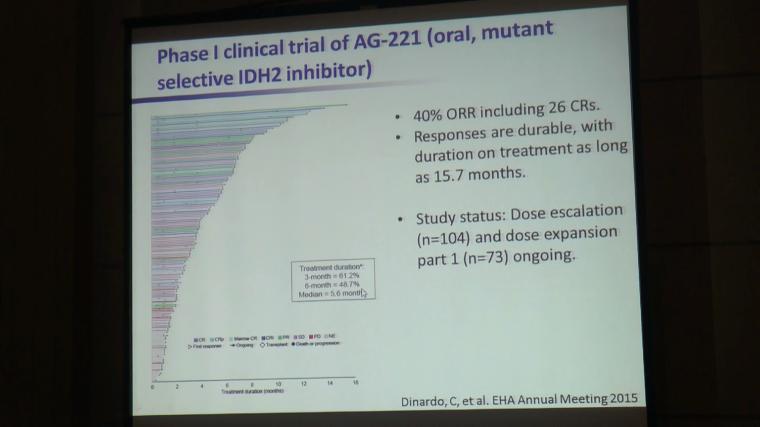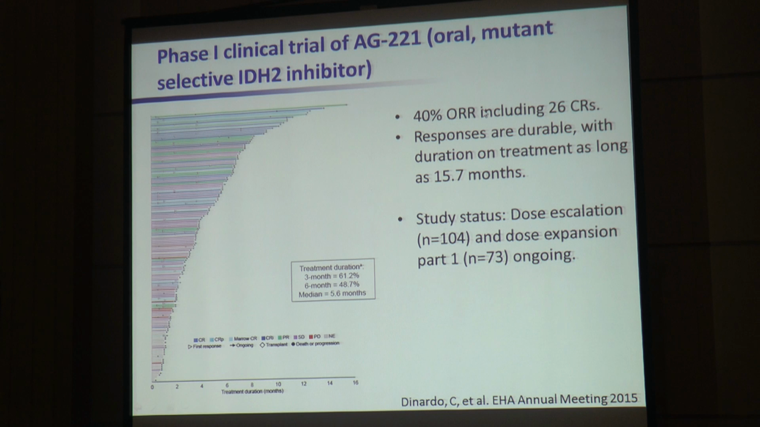And I'll just share with you, second to last slide here. This is a slide of data from the US study of the mutant IDH2 selective inhibitor AG221. This is an oral drug. It's used as a single agent for relapsed refractory AML, and MDS is also allowed to enroll on this. And this is our swimmer's plot of the patients enrolled up to this time point. This was presented at EHA last year by Courtney DiNardo, MD Anderson.